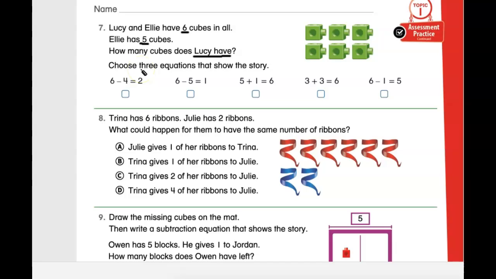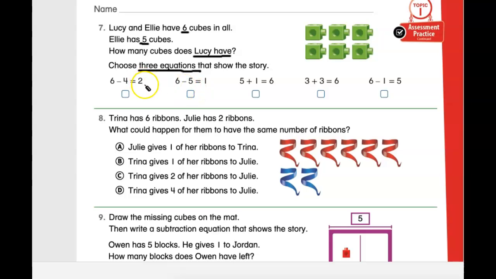Now, this is very important. It says choose 3 equations that show the story. So you are going to pick 3 of these boxes that show this equation. So if Lucy and Ellie together have 6 cubes, and Ellie has 5 of those cubes, how many cubes does Lucy have? So you need to read all of these answer choices.